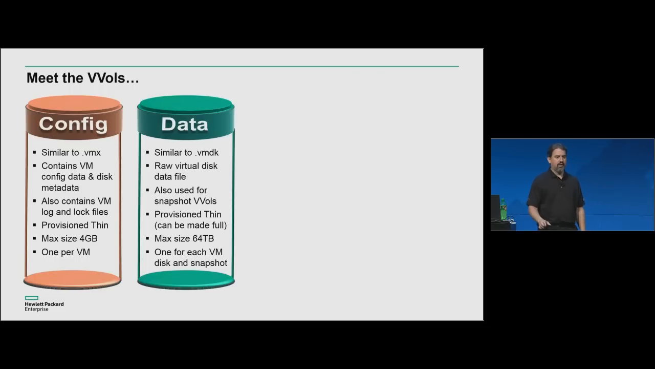The data VVol is similar to your disk files, your VMDKs. Essentially, it's just your raw virtual data for the VM. We also use this type for snapshot VVols, so anytime we take a snapshot, another one of these is created and then deleted once that snapshot's removed. Again, provisioned thin. Max size is the max size virtual disk, 64 terabytes, and there'll be one for each VM disk and snapshot.